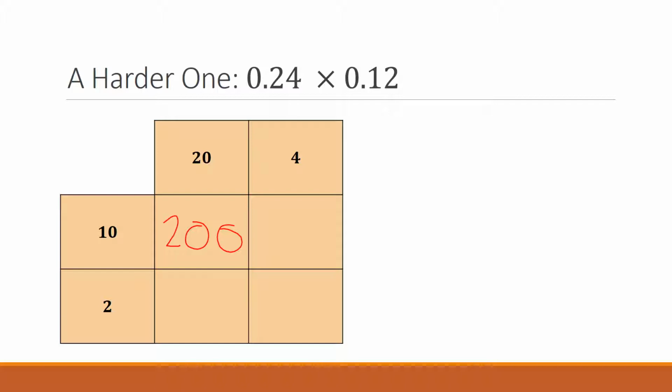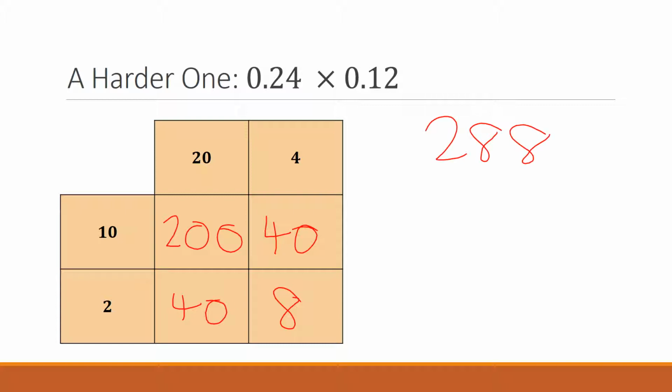Then 10 times 4 is 40. 2 times 20 is also 40. And 2 times 4 is 8. Then adding all of those together, I get 288. Now for actually writing down my answer for 0.24 times 0.12, if I write down 288, I've already used up 1, 2, 3 of my decimal places, and I know my answer should have 4.